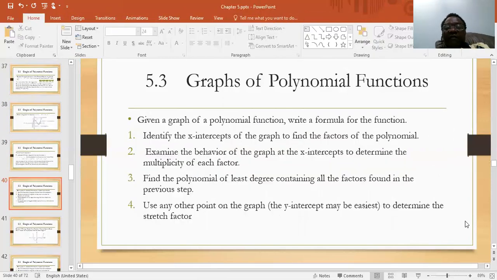So how do we graph a polynomial function when it is expressed as a product of monomials? So we want to identify the x-intercepts of the graph to find the factors of the polynomial. Examine the behavior of the graph at the x-intercepts to determine the multiplicity at each of those x-intercepts. And find the polynomial of least degree containing all the factors found in the previous step. Use any other point on the graph, the y-intercept may be easiest, to determine the stretch factor, that's to determine a.